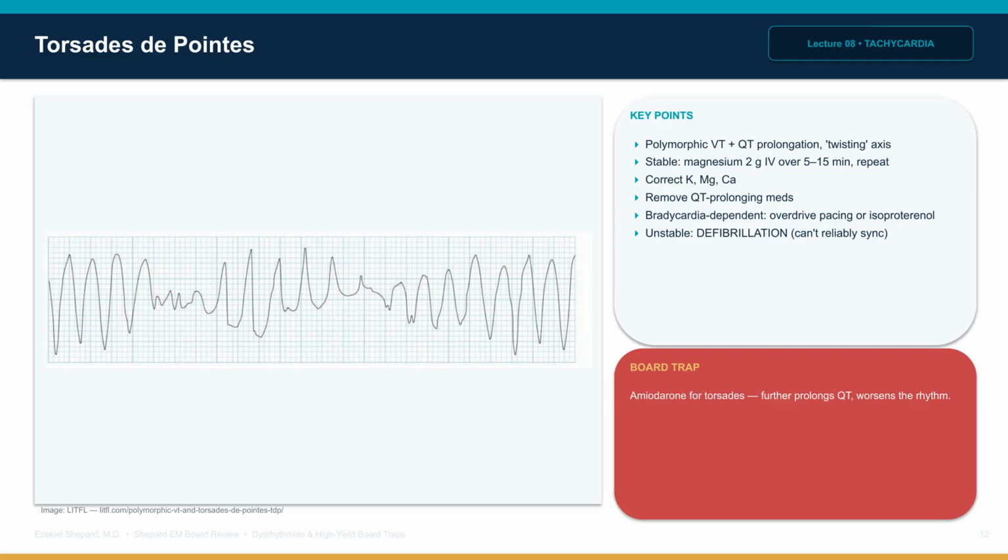The board trap: amiodarone further prolongs the QT and worsens torsades. Congenital long QT syndromes, board favorites: Romano-Ward, autosomal dominant with isolated QT prolongation, and Jervell and Lange-Nielsen, autosomal recessive with congenital sensorineural deafness plus long QT.